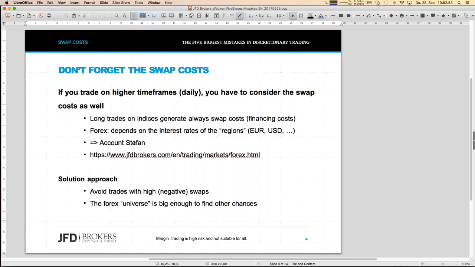In that account, it's okay, because the trading strategy behind it has already been built with those swap costs. So that kind of strategy, let's call it, the strategy knows what it is doing. But when just looking for a long-term trade out of the chart, I avoid those Forex pairs which have high negative swaps, and I will find other possibilities in that Forex universe. So it's not a real limitation for your trading activity. So that's about swap costs.